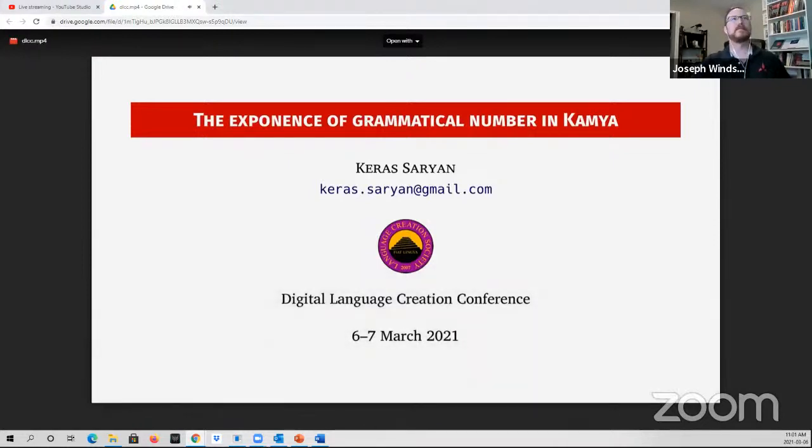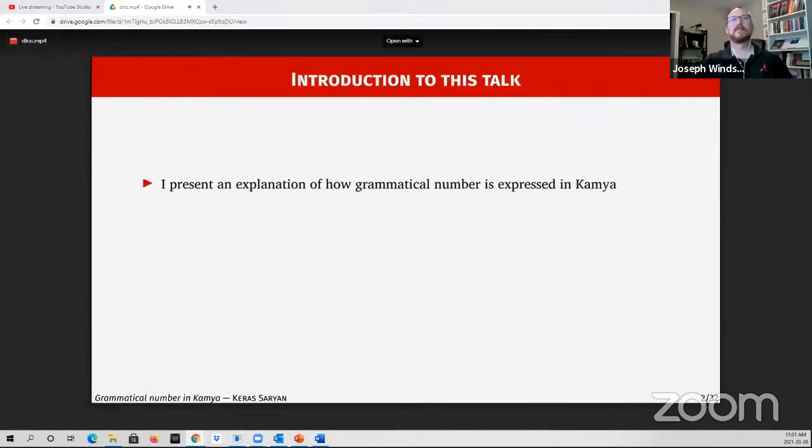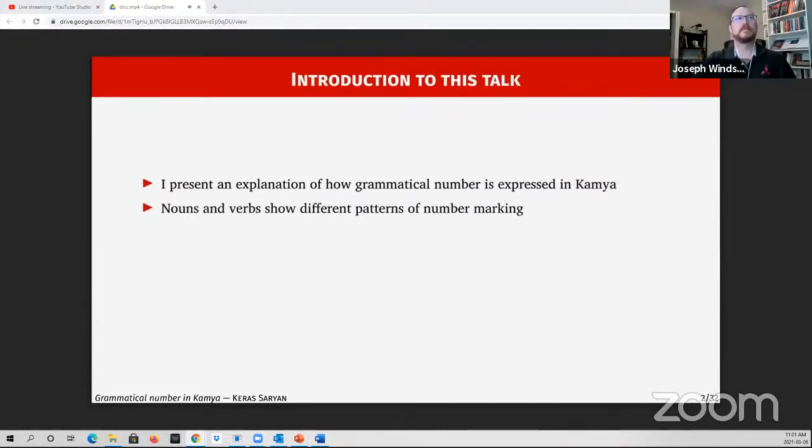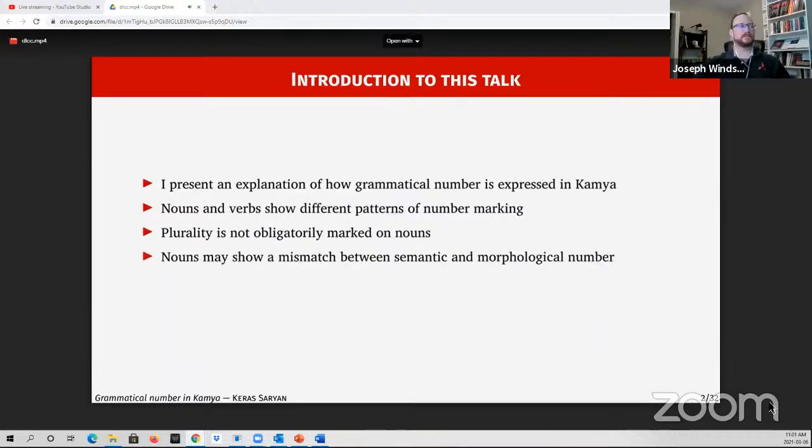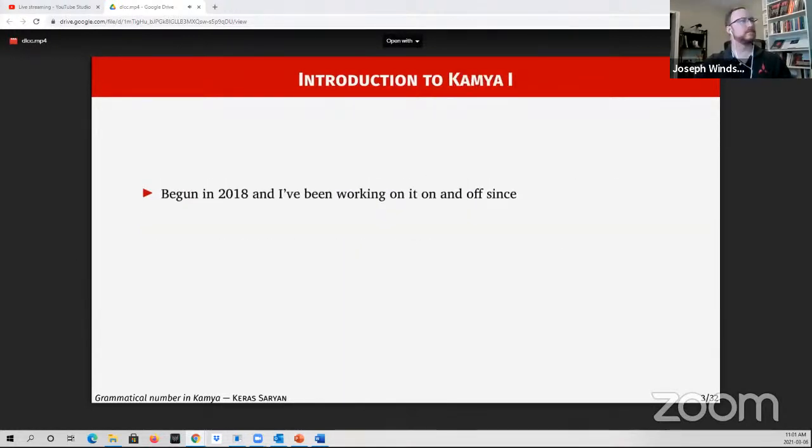Hello. Okay, so today I'm going to be talking to you about how grammatical number is expressed in my language Kamya. I'll show you that nouns and verbs have different patterns of number marking, that plurality is not obligatorily marked on nouns, and so nouns can show a mismatch between semantic and morphological number, whereas verbs have to agree in number with their subject, but they agree with the semantic rather than morphological number.